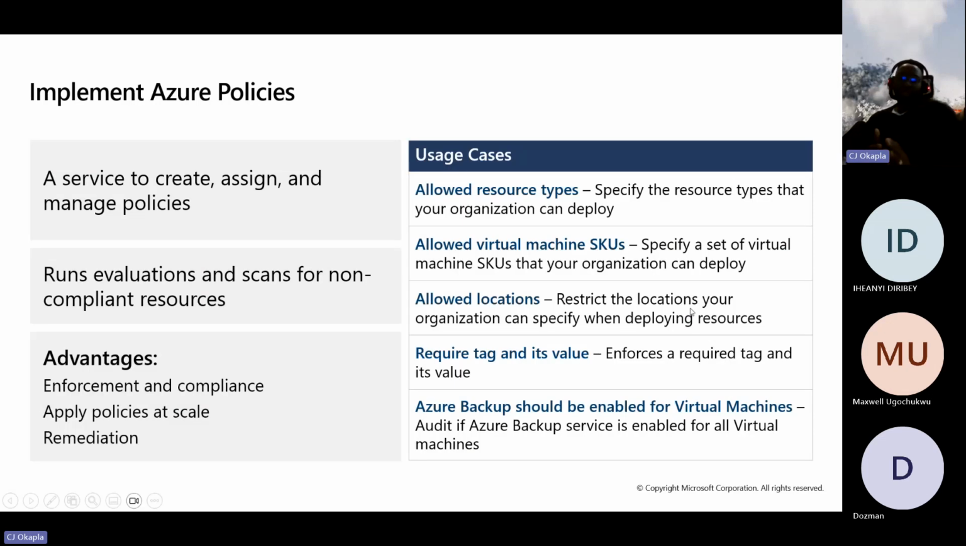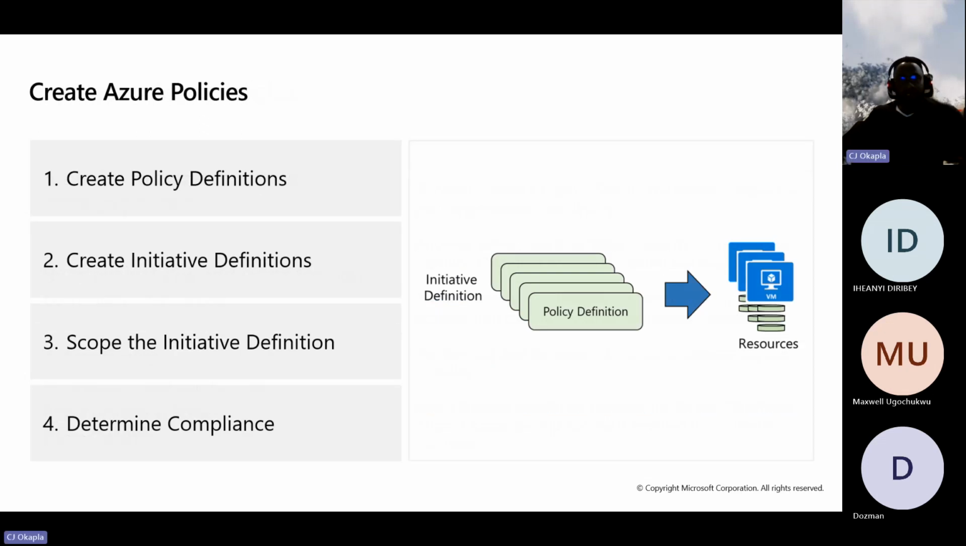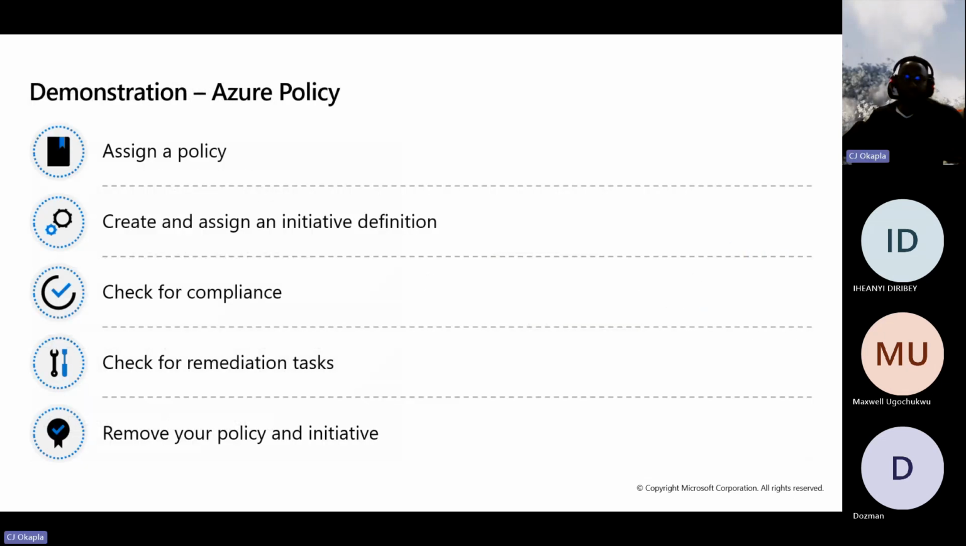Another use case is that you require a tag: you enforce a required tag and its value. So in creating Azure policies, you have the initiative definition, you have the policy definition, and you have the resources. So, a demonstration of Azure Policy: you assign a policy, you create and assign an initiative definition, you check for compliance, and you check for the remediation task. And then you remove your policies and initiative where needed.